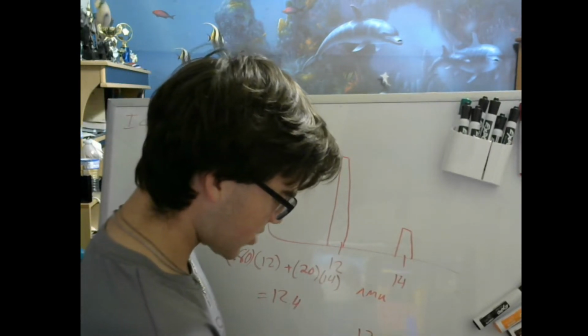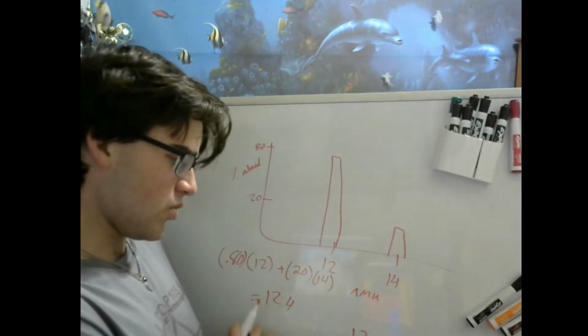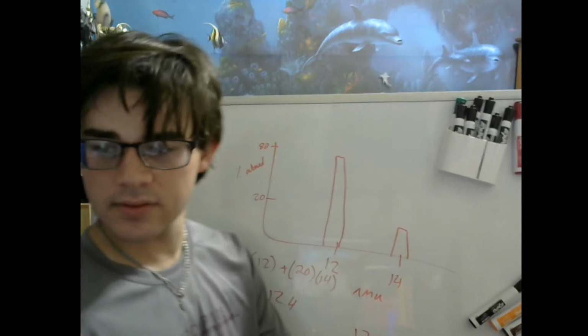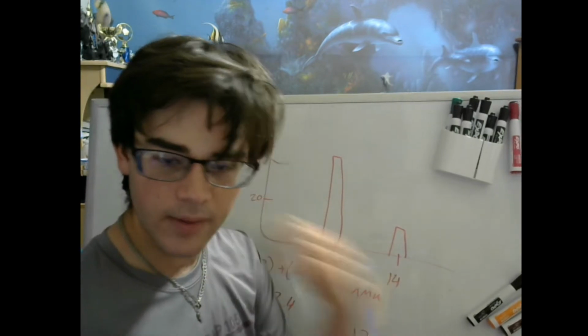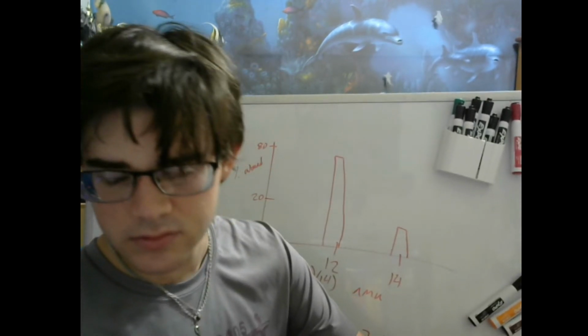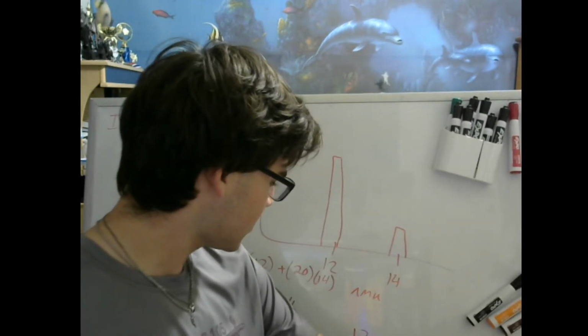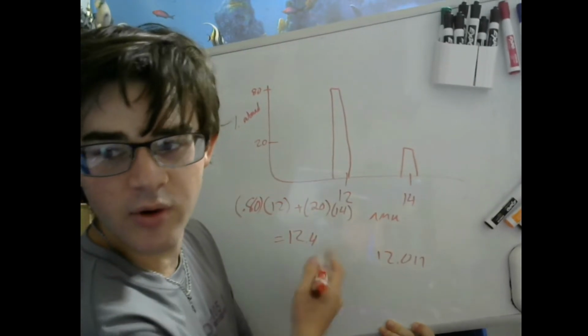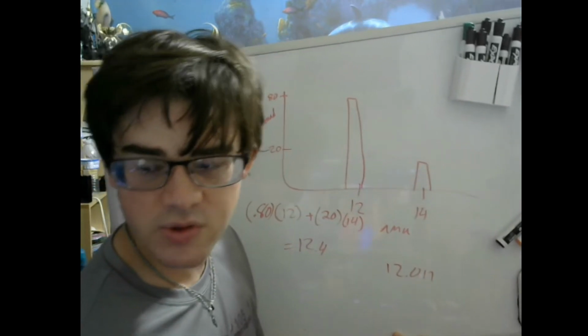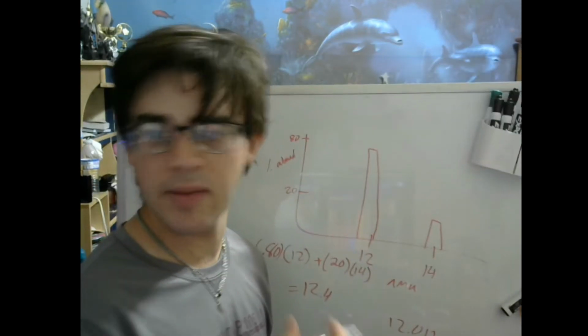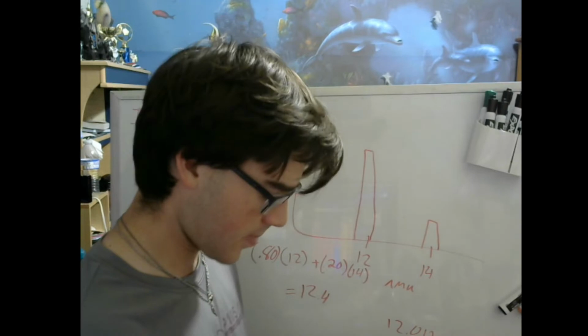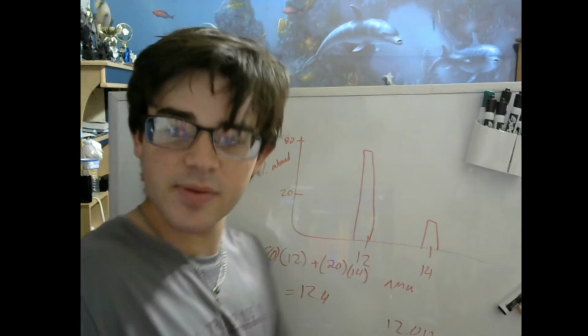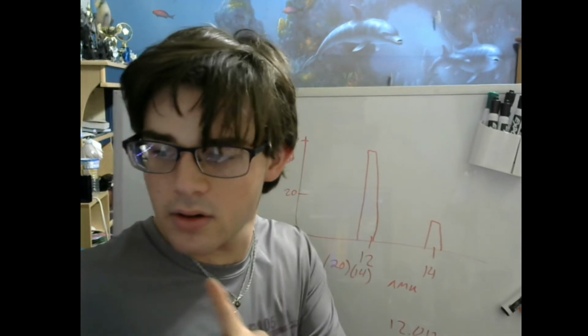So remember the actual one was 12.011. We don't have an exact fancy version of what it actually is. What I got with my made-up thing here was 12.4, but you get the point. I made these numbers up, so it would be easy. But that is what mass spectrometry is.